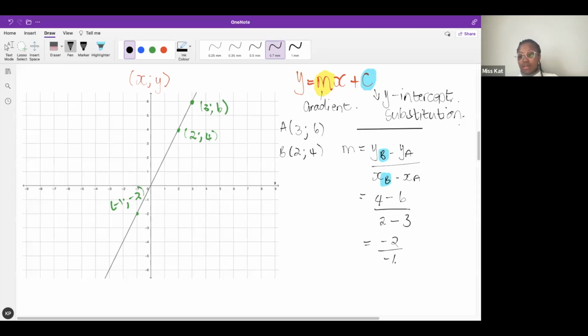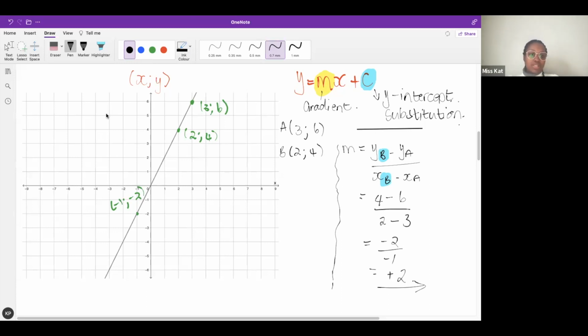negative 1. Now we're dividing a negative and a negative. 2 negatives give you what? What do 2 negatives give us? Let's do this. A positive, and 2 divided by 1 is 2. That is our gradient.